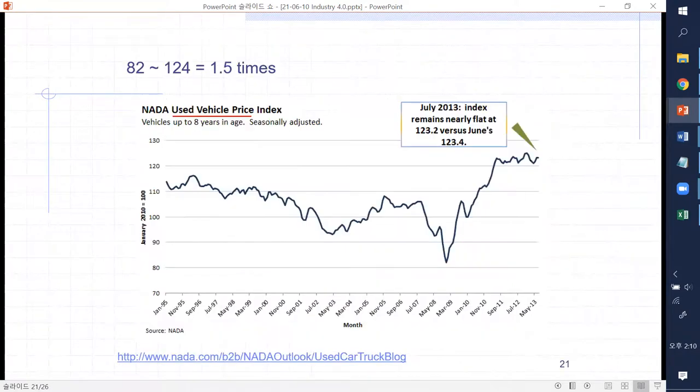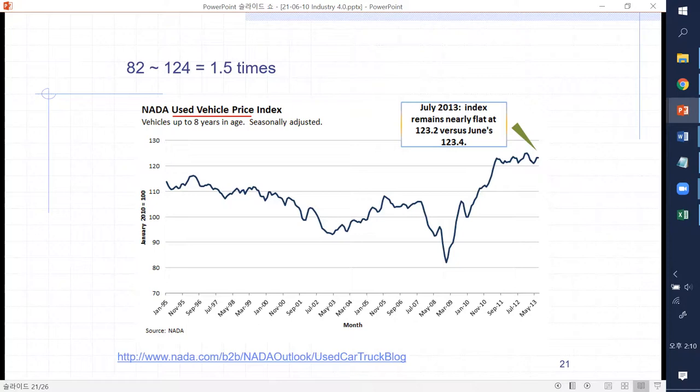Now, this one is for the automotive car. You see that at the bottom, the range is from January 1995 up to May 2013. So it is about the same period, about 18 years. But this used to be the vehicle price index of the association.